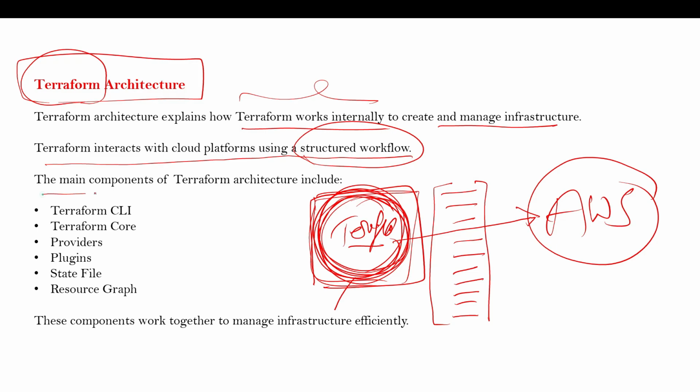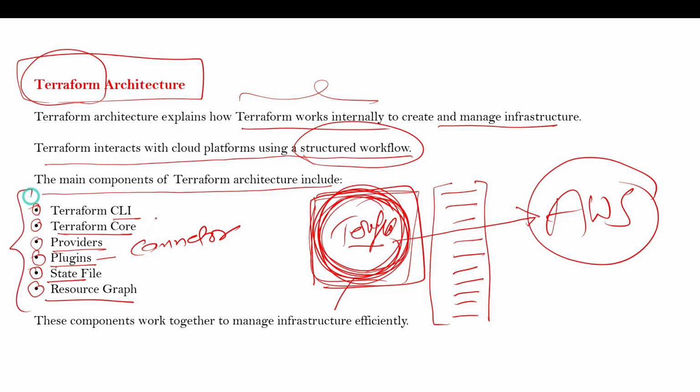The main core components of the Terraform architecture are the components that participate in the end-to-end execution of the Terraform code, after which your infrastructure gets prepared in your cloud. The very first is the Terraform CLI, which is the command line interface. Second is Terraform core. Third is providers. Fourth is plugins, also called connectors. Then we have state files in Terraform, and then the resource graph. These are the core components.